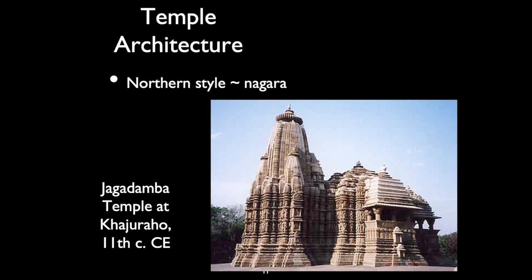Now, the temple itself is usually made of two parts, which also represents this kind of union of male and female. And those particular sculptures, relief carvings we were looking at, are found right at the juncture between this male and female portions of the temple. Now, this particular style of temple is what we call the northern style, the Nagara. And this is particularly the Jagadamba temple at Khajuraho, which dates to the 11th century CE or AD.